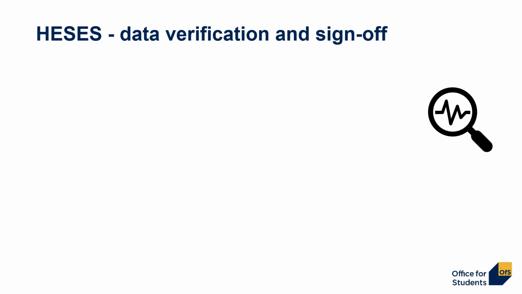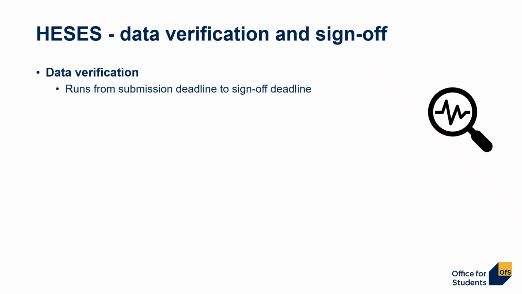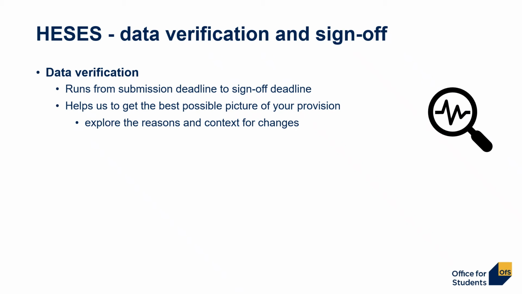After the submission deadline passes, we enter the period of data verification, which then runs through to the final sign-off deadline. Another of our videos in this series explores this process in more detail, but again, let's outline what's involved here. The data verification process helps us to ensure that we have the best possible picture of your provision, allowing us to understand the reasons and context for any changes. And it helps to pick up anomalies or errors so that our funding allocations can be as accurate as possible.